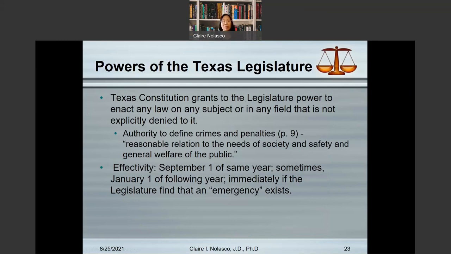Let's look at the powers of the Texas legislature. The Texas Constitution grants to the Texas legislature the power to enact any law on any subject or in any field that is not expressly denied to it. This is a doctrine of preemption. So under the Texas Penal Code, it has the authority to define crimes and penalties that are reasonably related to the needs of society and general welfare of the public.